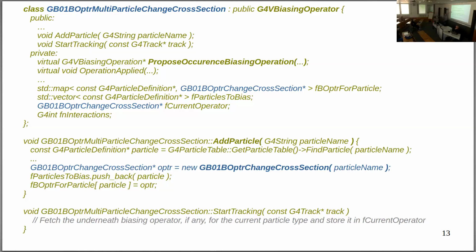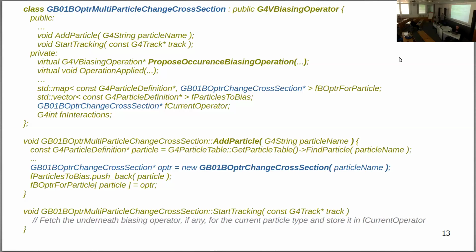Here we build a map where for each particle that we want to bias, we have this operator, change cross-section. This generic biasing consists of defining an operator, and then the operator deals with the operation. You will see in the lecture after that. So here in the add particle, you basically instantiate this operator, change cross-section, by specifying the particle name.